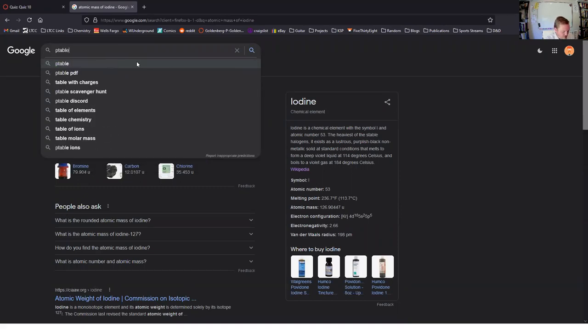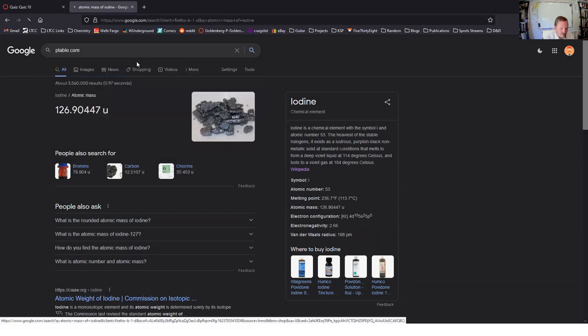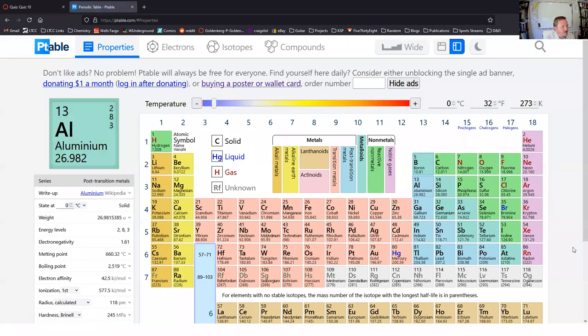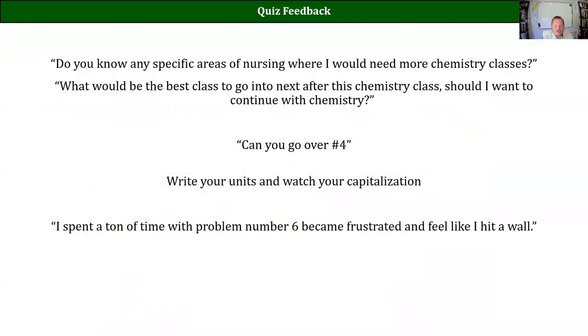So wait, key table, the slightly more definitive version, iodine 126.90. So no big deal if you got the wrong atomic mass for iodine. No big deal. I would consider that in this case to be within sig figs anyway. So it should not have resulted in a deduction anyway. So just your number looking a little bit different.